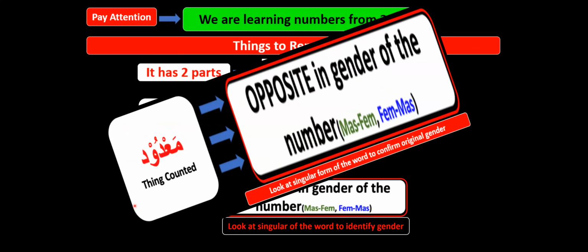MashaAllah, you all are very intelligent. Alhamdulillah. So the ma'dud, the thing which is counted, must be opposite in gender. And by the way, this is for numbers 3 to 10. So, chapter 20, page number 109. Once again, it could be different in your books. It depends on different printers. Some prints of the books have different page numbers.